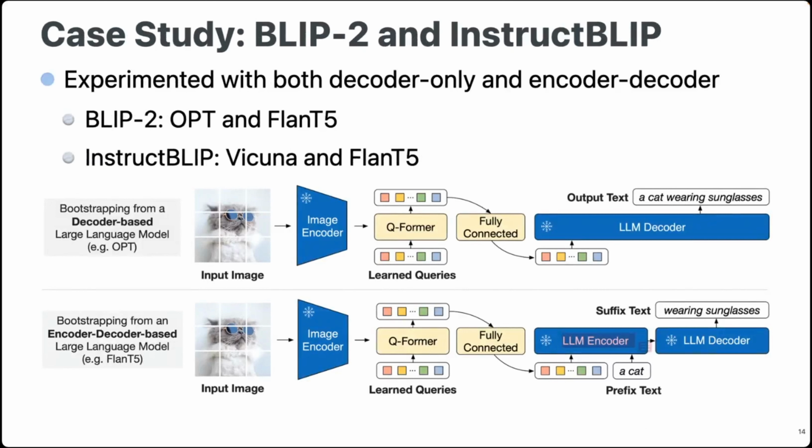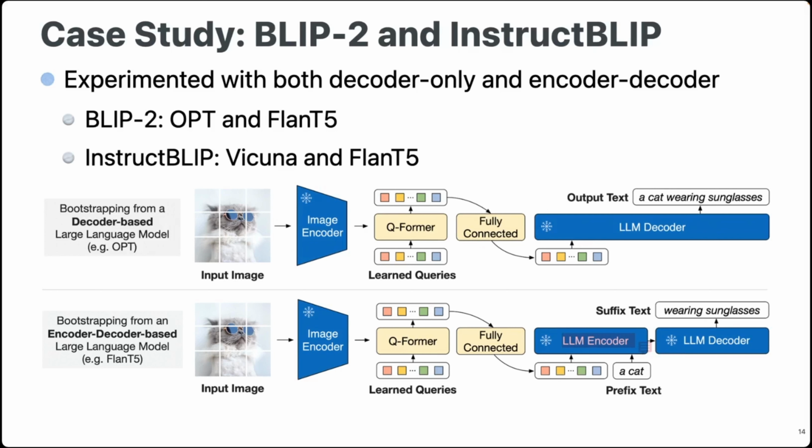Here, I'd like to introduce one case study between BLIP-2 and InstructBLIP, because I find it interesting. In the paper, they implemented both a decoder-only model and an encoder-decoder architecture. In this case, BLIP-2 is using OPT and Flan-T5. OPT is a decoder-only model, Flan-T5 is an encoder-decoder model, and InstructBLIP is using Vicuna as the OPT alternative.